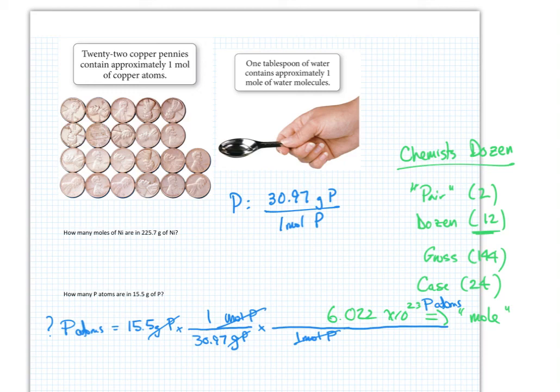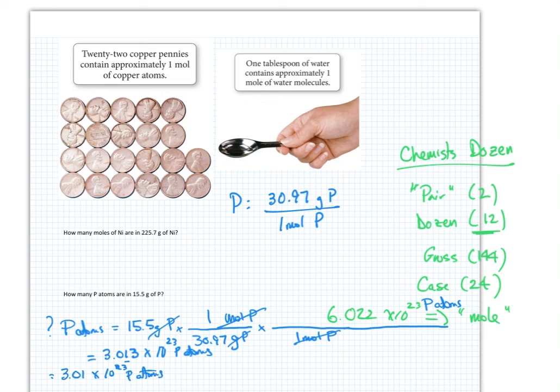So when we do this calculation, this equals 3.013 times 10 to the 23 phosphorus atoms. And using the rules of sig figs, this has 3 sig figs, this has 4 sig figs, this one has 4 sig figs, so my answer should have 3 sig figs. So I'm going to need to round this place right here. So this is going to equal 3.01 times 10 to the 23 phosphorus atoms.